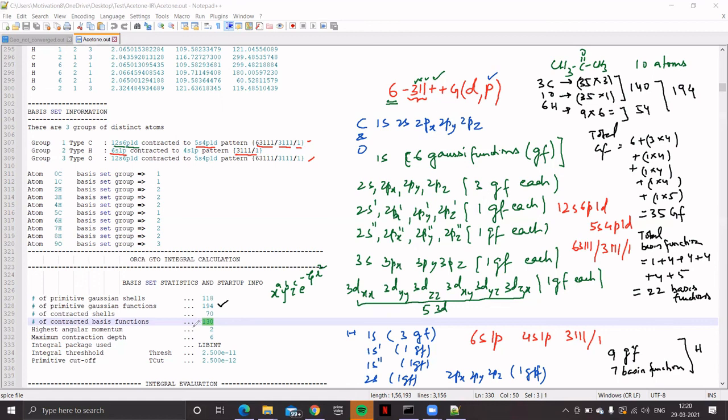How many contracted Gaussian functions? 22 for each carbon and oxygen. So 22 into 4 for carbon and oxygen, that will be 88. Plus for each hydrogen it is 7. 7 into 6, 42. So 88 plus 42, total it will be 130.